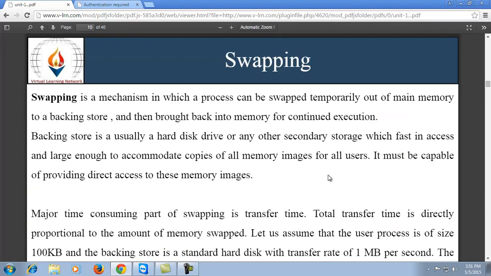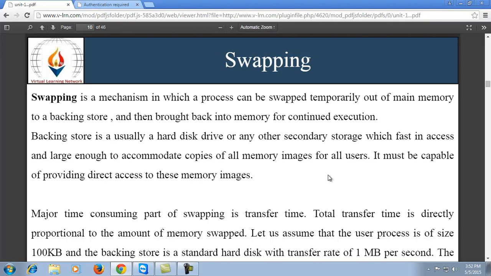Now the next topic is swapping. Swapping is a mechanism in which a process can be swapped temporarily out of main memory to a backing store, and then brought back into memory for continued execution. Swap out moves data out to the backing store, and swap in is a process in which we store some data into memory.